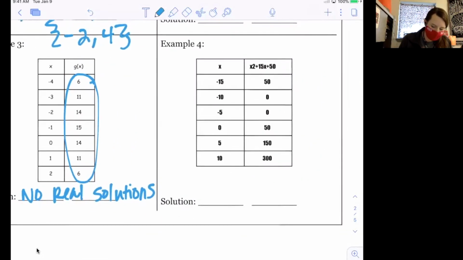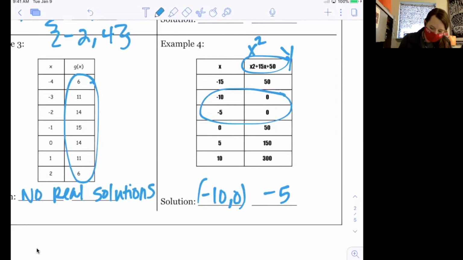Okay, over here we have X and then we have our actual quadratic expression. This should say X squared. Something in the font between the document and the PDF messed up. But this is still your X value and your Y value. So we're looking for Y equals 0, and I see 2 roots, -10 and -5. So that is solving by using a table.